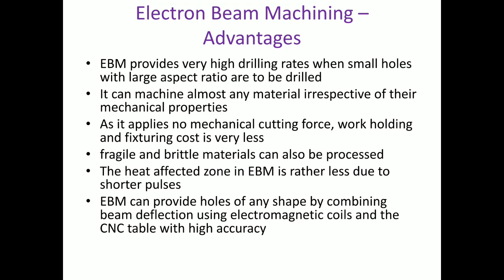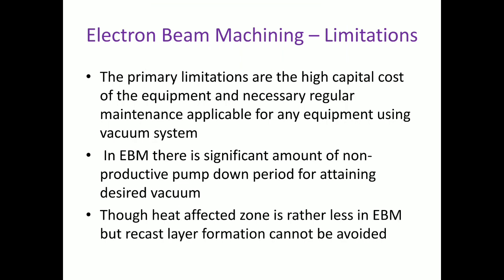We are using the pulse nature, so the heat affected zone will be of very small size, and that is very good for the material. There will be no undue stresses. EBM can provide holes of any shape by combining beam deflection, using electromagnetism, and the CNC table with high accuracy. So any type of hole, square, rectangular, trapezoidal, can be made on the workpiece with the help of electron beam machining.